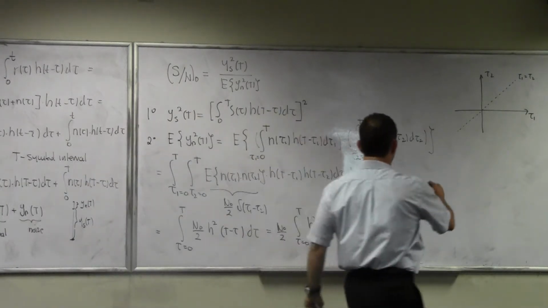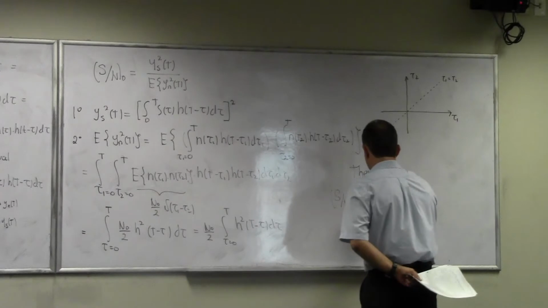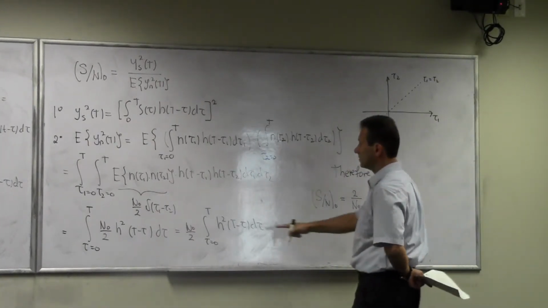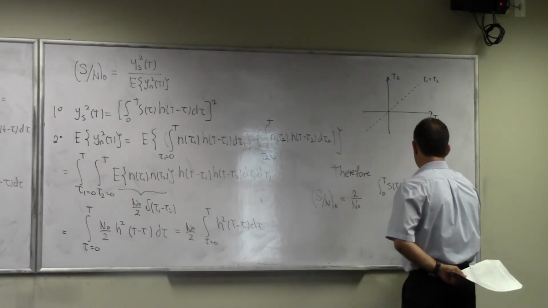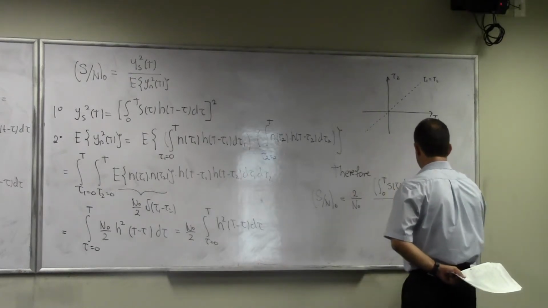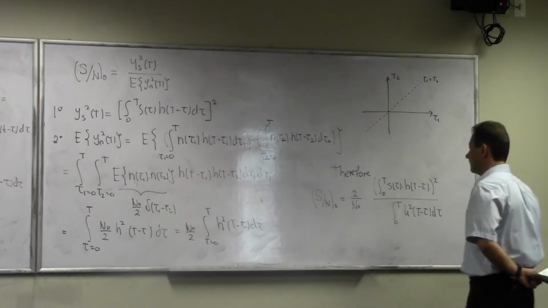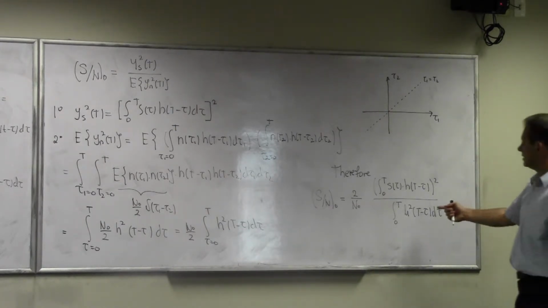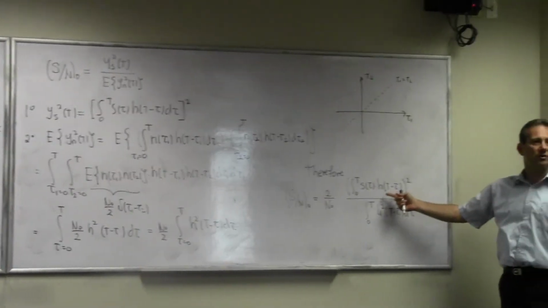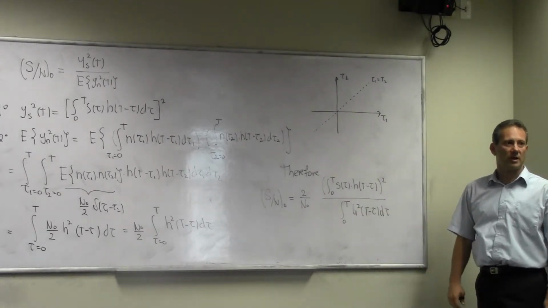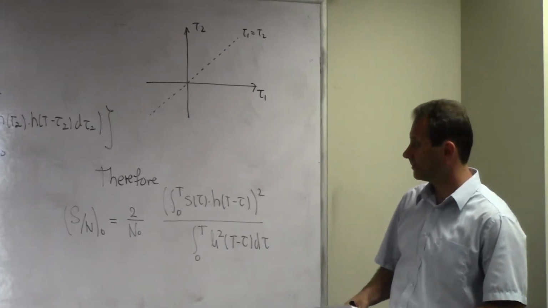And from those two, I can therefore form the signal-to-noise ratio. Signal-to-noise ratio at the output is going to be 2 over n0 from downstairs. And then upstairs, I'm going to have the integral from 0 to t of s of tau, h of t minus tau, squared. And downstairs, the integral from 0 to t of h squared of t minus tau d tau. So that's a little bit better, because now I have eliminated the expected value, and this tells me beautifully that if you give me h of t, a filter, I'll tell you the output signal-to-noise ratio. So I need to search over all possible filters to get the one that has the best signal-to-noise ratio. So let's leave this for a second.